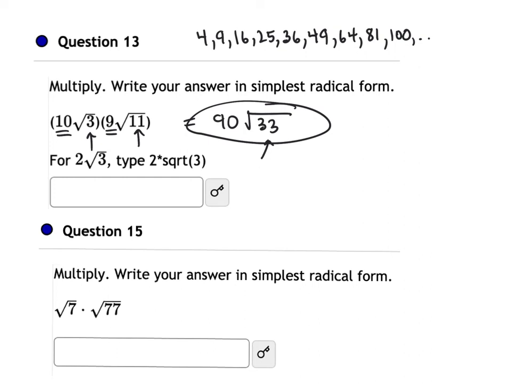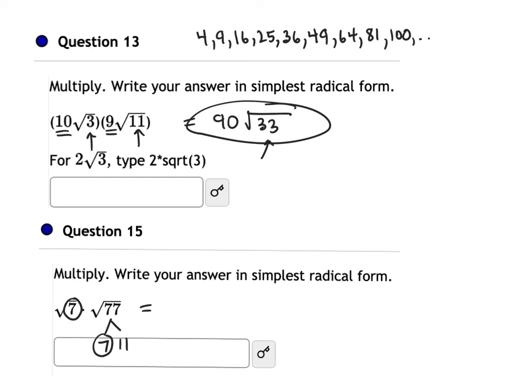Root 7 times root 77. See how 77 has a 7 in it? It's 7 times 11. I'm going to end up with two 7s, which means whatever I multiply this out to be, it's going to have a perfect square of 49 in it.